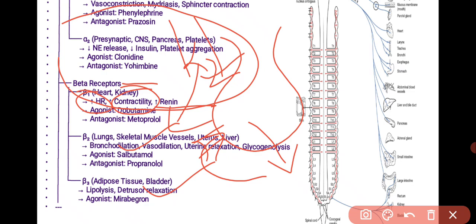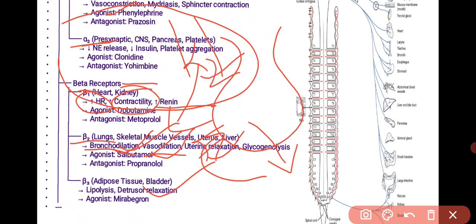These are the effects of beta 1 receptors. Beta 2 receptors are majorly present on the bronchial smooth muscles and also on the blood vessels. Alpha 1 receptors are associated with vasoconstriction, whereas beta 2 receptors are associated with vasodilation; both have opposite actions. Alpha 2 receptors, also present on the blood vessels, cause vasoconstriction. Beta 2 receptors are associated with bronchodilation, vasodilation, uterine relaxation, skeletal muscle contraction, and glycogenolysis.